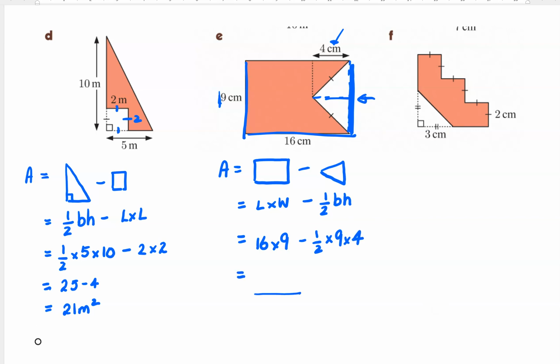So calculator job. I'm not going to do that. You can do that one yourself. And we're nearly done here with question 1. Okay, have a look at F. What do you think you're going to do?